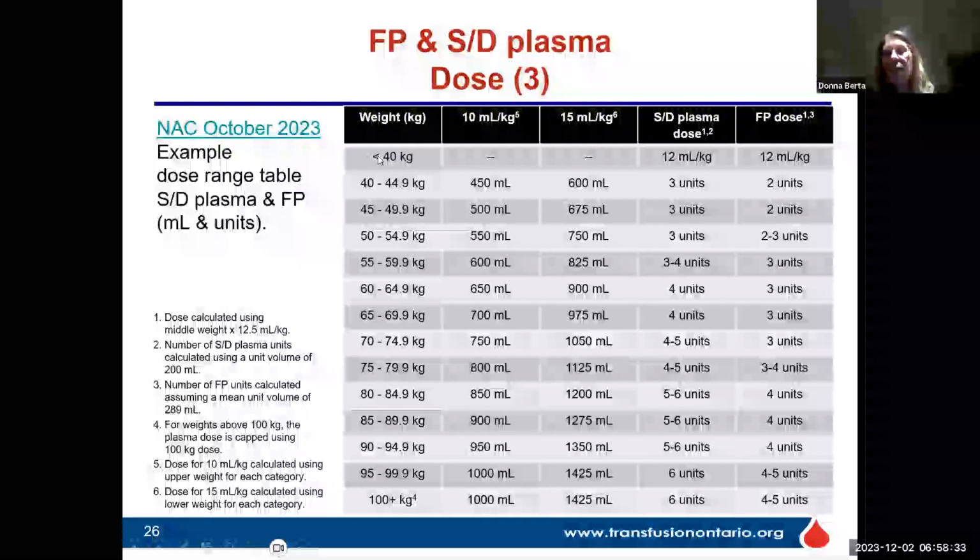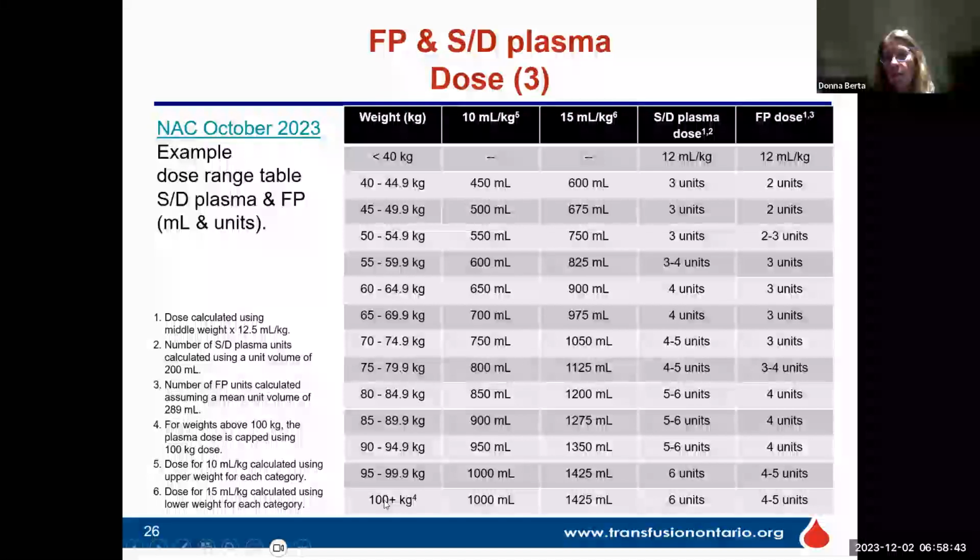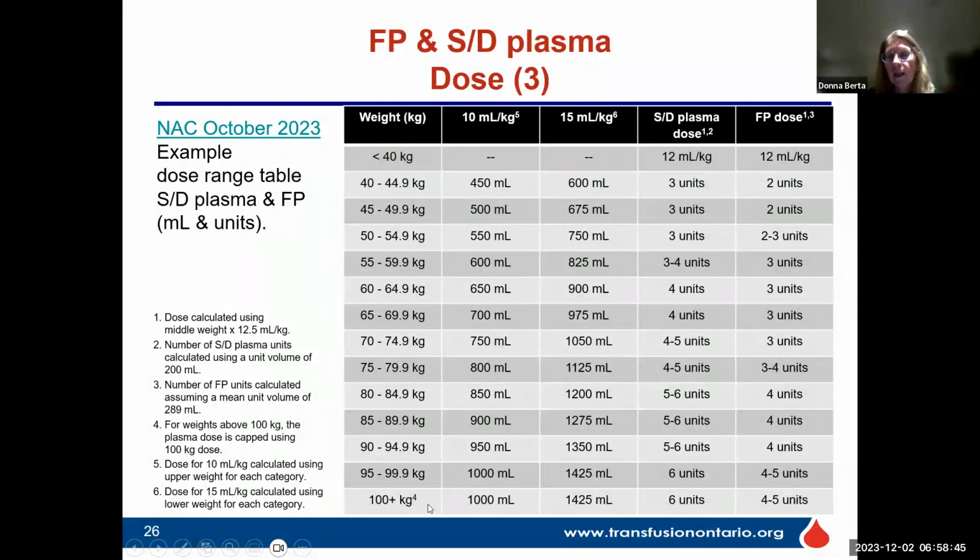They also recommend that if the weight's less than 40 kilos, you should do the dose calculation and give that number of mils. They've also put a cap on this table at a weight of 100 kilograms and suggested that anyone who's 100 kilograms or greater, that should be the limit.